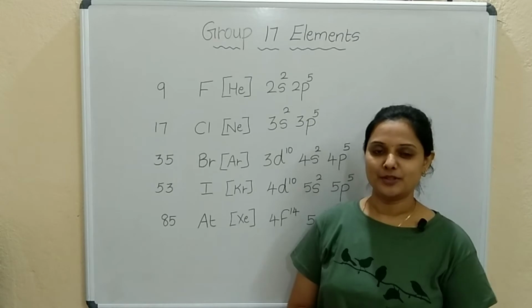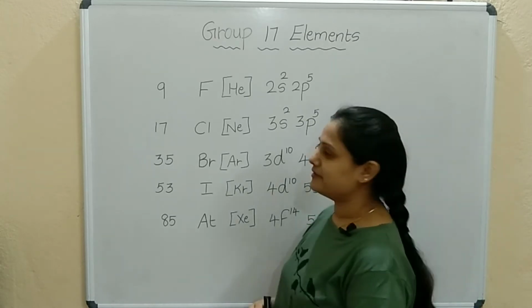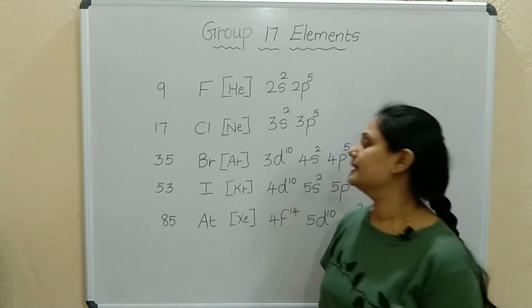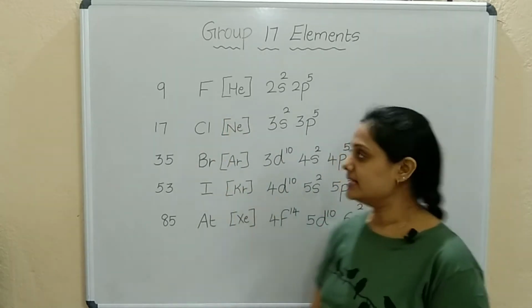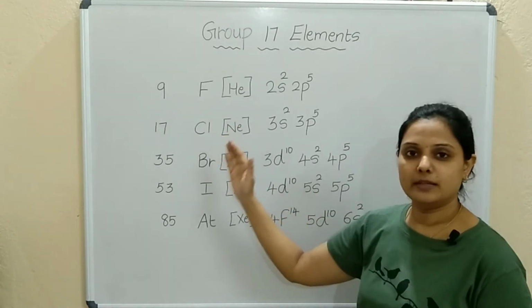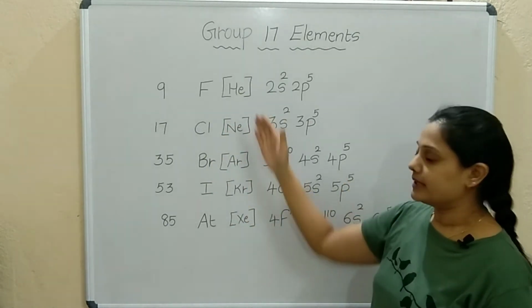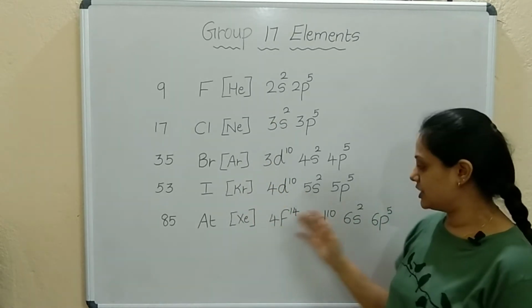Welcome back to our magic tutorials for chemistry. So today we'll discuss group number 17 elements and their properties. Group number 17 elements are fluorine, chlorine, bromine, iodine, astatine. I have written the noble gas electronic configuration here.